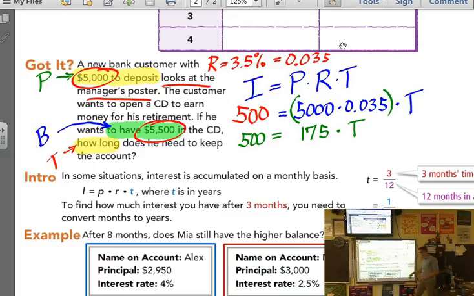But to figure out how long we need to leave it here, we need to get t by itself. And to do that, we need to get rid of... Miss Suddendorf hiding over there. What do we need to get rid of to get the t by itself? We need to get rid of the 175. How do I do that? I divide by 175 on both sides. And we find out that our t is going to be, well, what's 500 divided by 175? Lily?